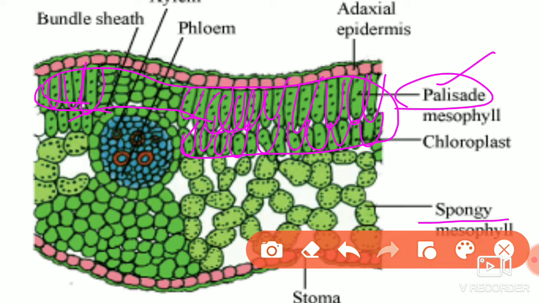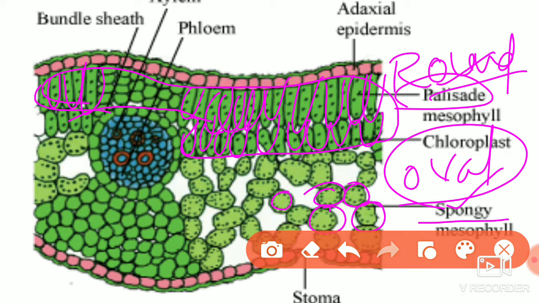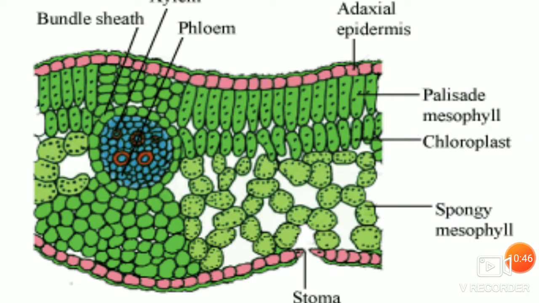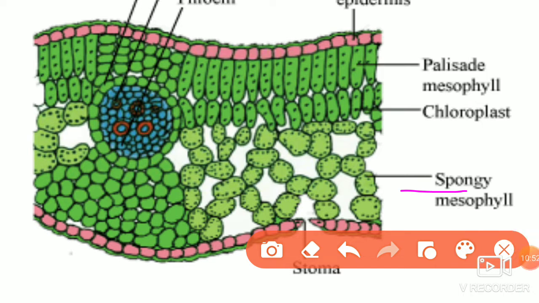Another type is spongy parenchyma cells. These spongy parenchyma cells are either oval shaped or round shaped. So these oval or round cells which are present in the mesophyll are called spongy parenchyma. You can see the spongy parenchyma cells here. Both consist of chloroplasts, a very important organelle for plants through which photosynthesis takes place.